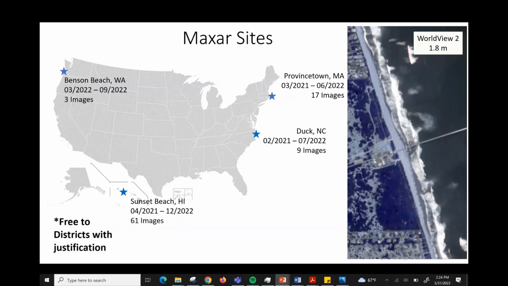One thing to note is that they need to be tasked, so it's not just collecting as it passes over every site. So that also leads to this inconsistency of the temporal density that we have. As you can see, Benson Beach, Washington has only 3 images for the same amount of time that Sunset Beach did. So just something that we can look into in the future and could improve the accuracy even more.